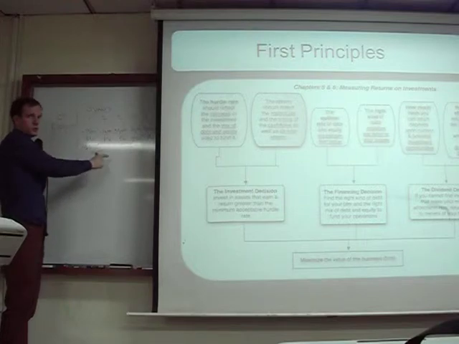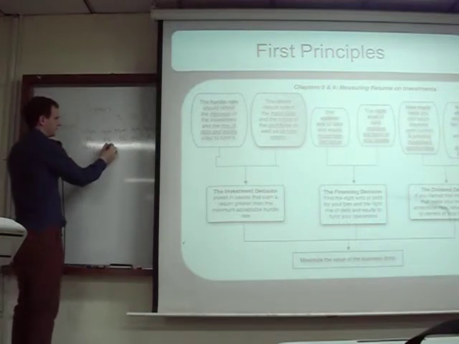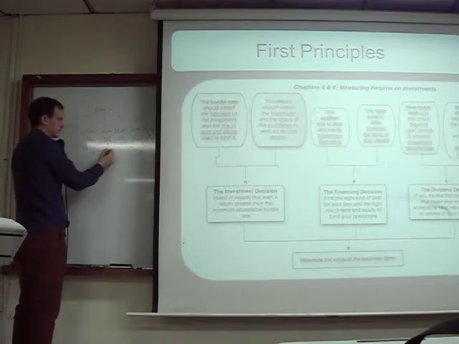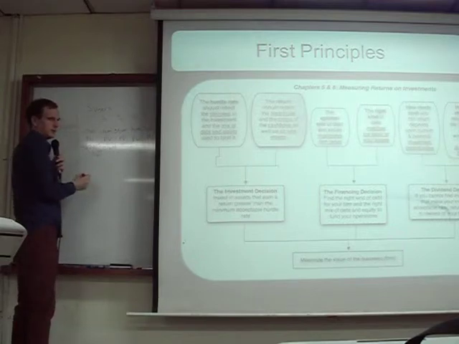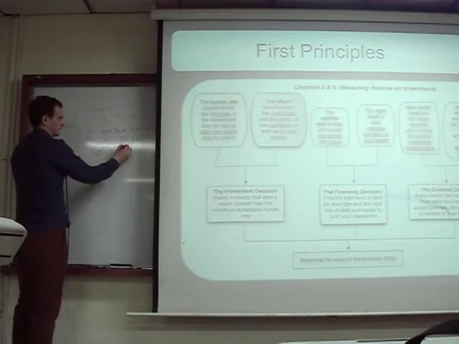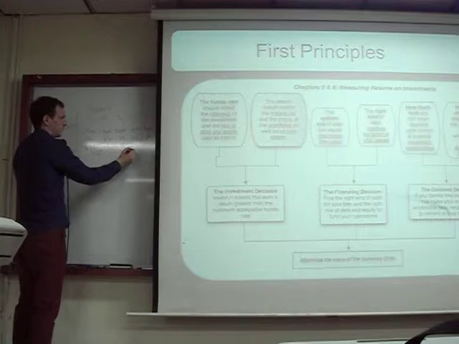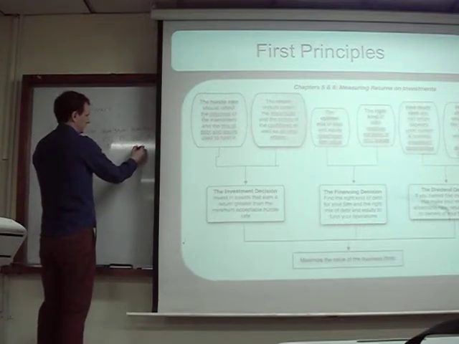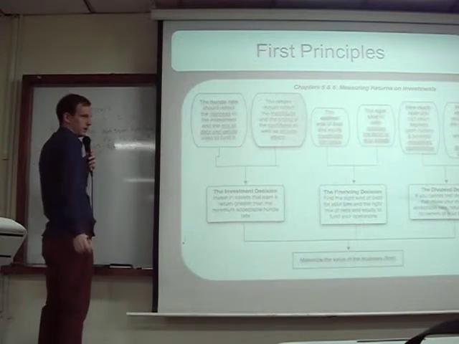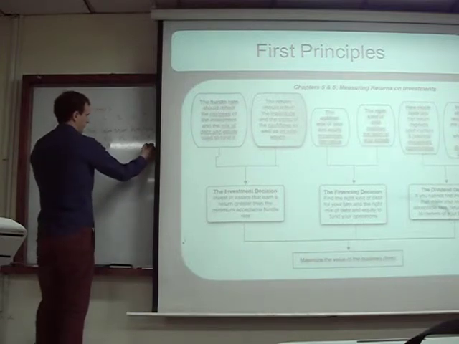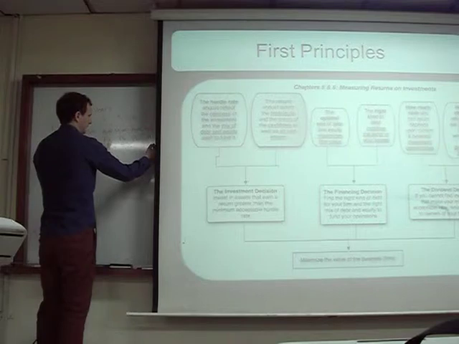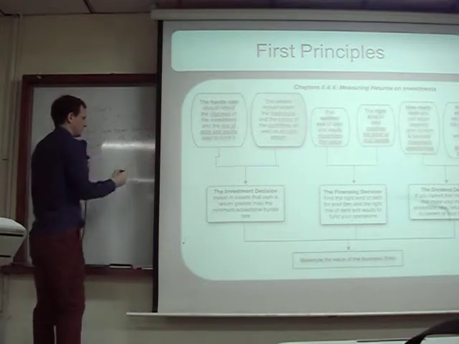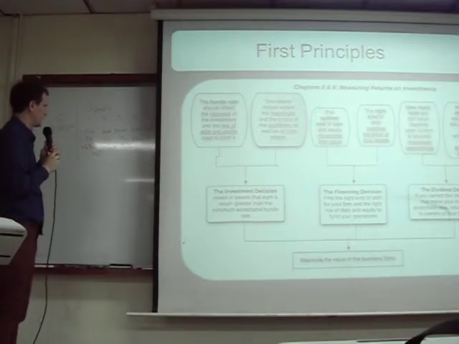Okay, what about year two? Minus 8,264. What about year three? 37,566. Okay, what about year four? Okay, what about year five? 55,883. Okay, what's the total?